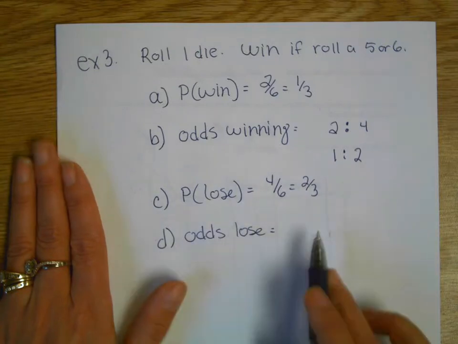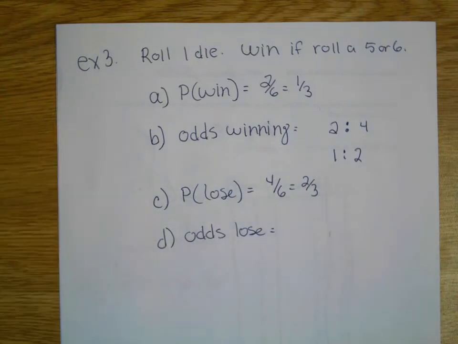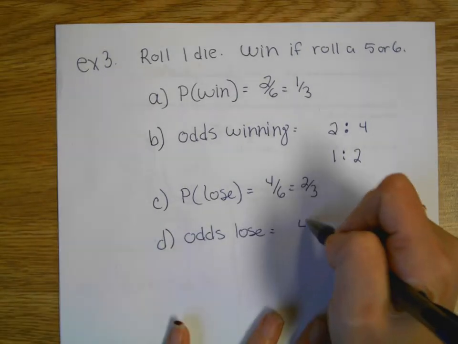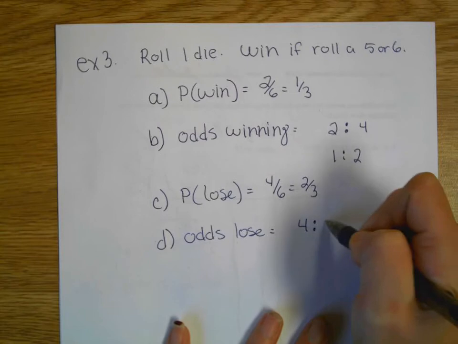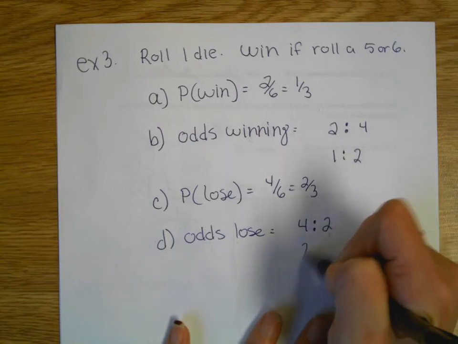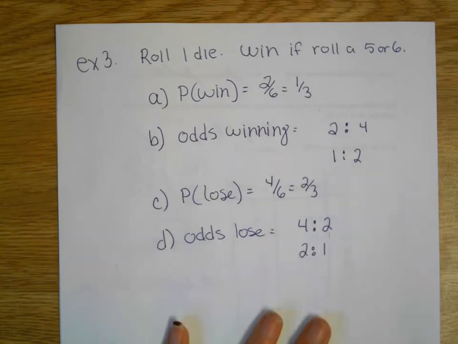So I'm looking at losing, so that's my successful outcome is losing, so you guys think how many numbers are losing? 4 to 2, or a 2 to 1. Lose 2, win 1.